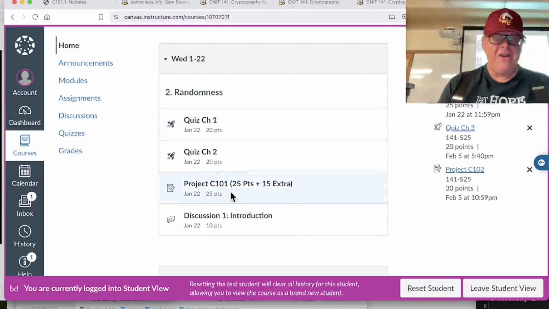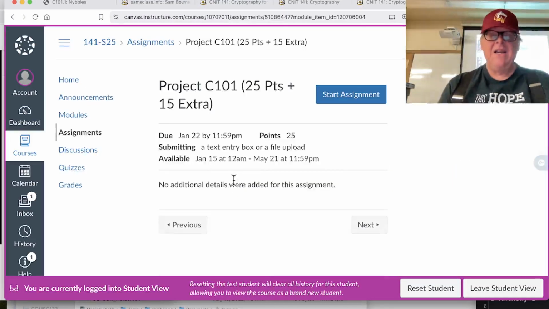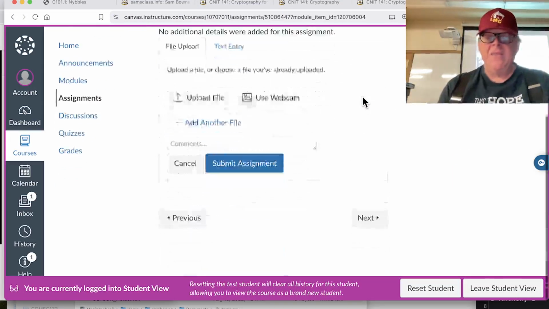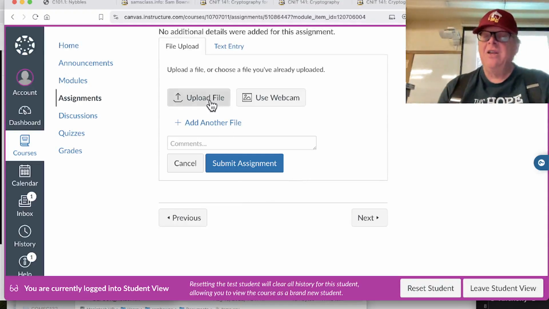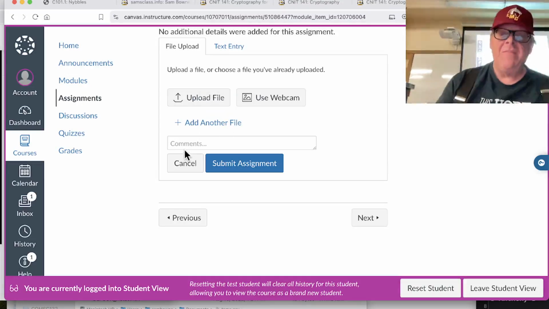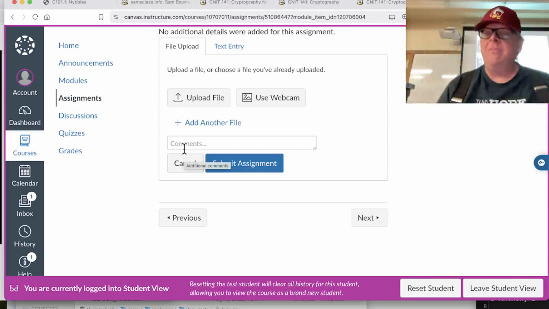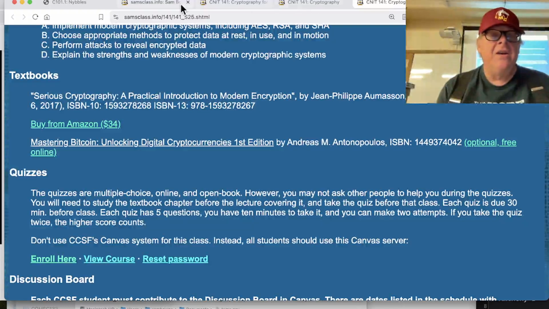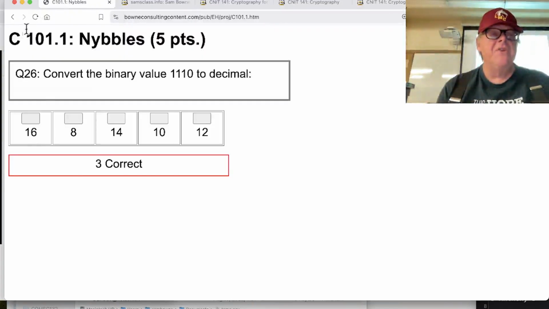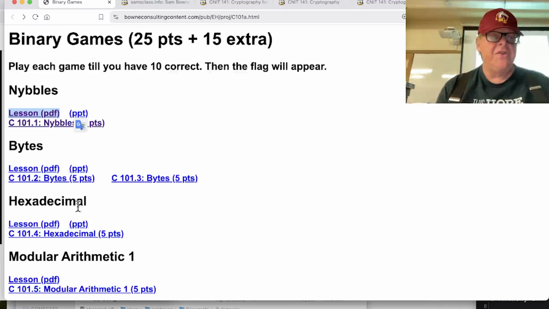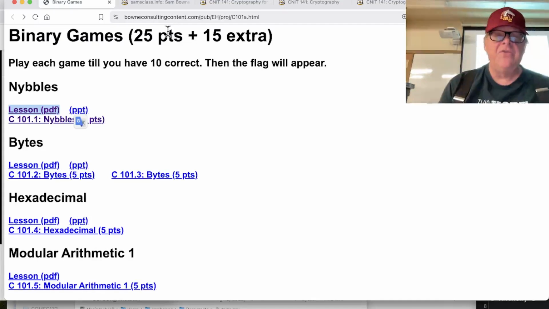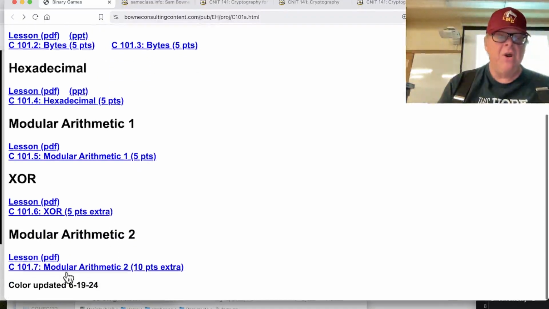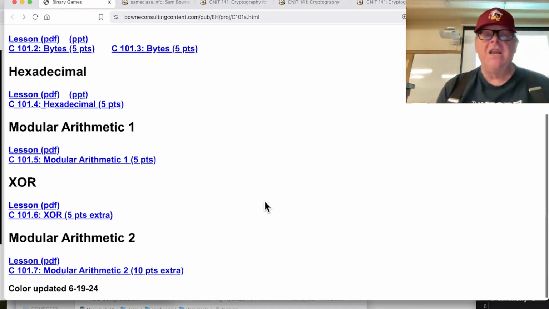So the project is here. All right. And now you can start the assignment. And when you do, here you can upload a file, which would be the screenshot, and you can type in a comment, which would be the flag. This is how you turn in stuff. So there are a bunch of binary games to do, and you can do them. This was nibbles. There are bytes and hex and so on, and I made it 25 points required and 15 points extra. These are worth 5 points each, so you can just keep going and do extra ones if you like to get extra points.